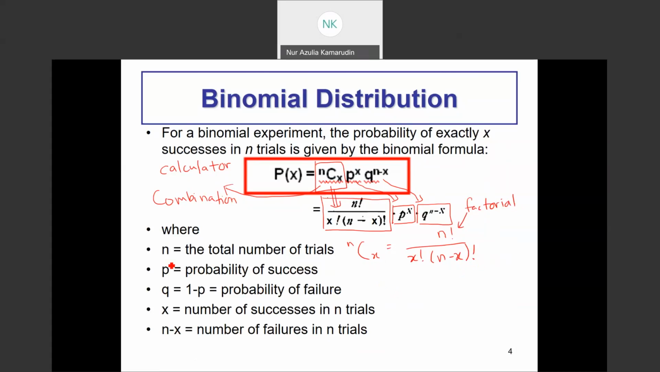So go back to your n, again, the number of trials. p is the probability of success. Your q is the probability of failure, which is of course 1 minus p. Your x here is the number of successes, and n minus x refers to the number of failures. So please take note of these. You need to memorize them yourself because we are not giving them to you during your exam or your test.